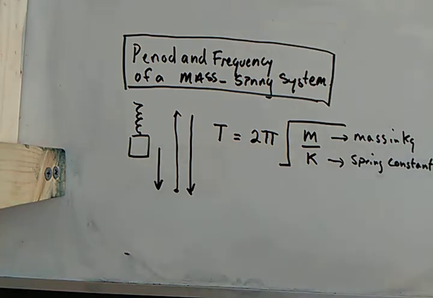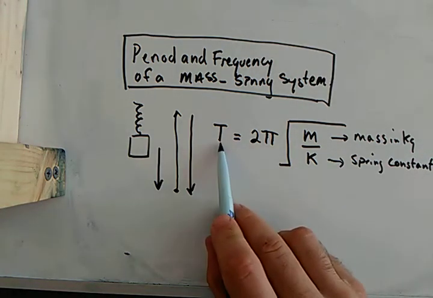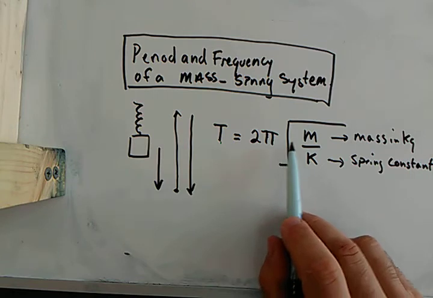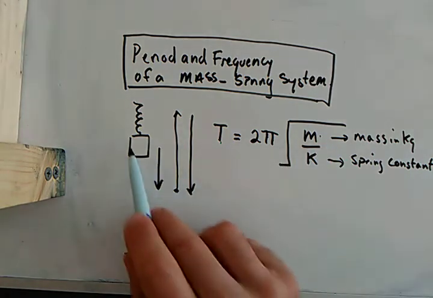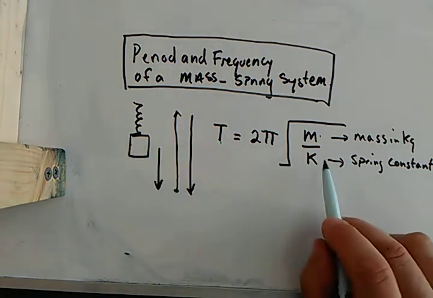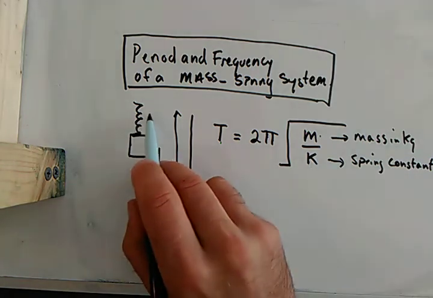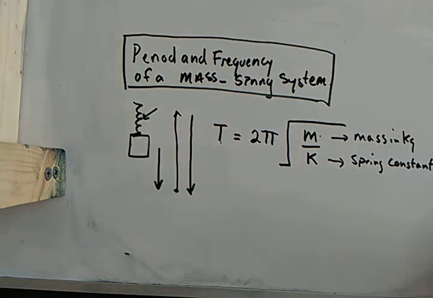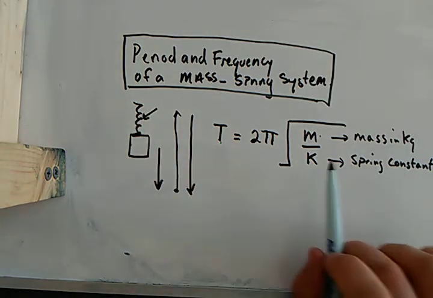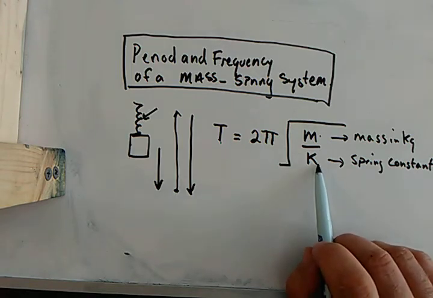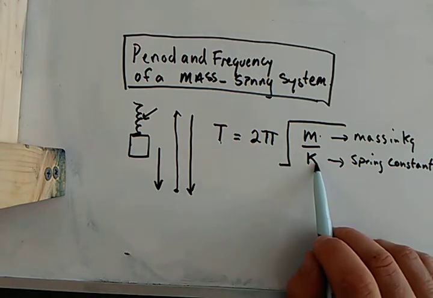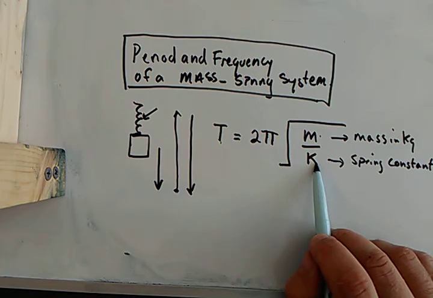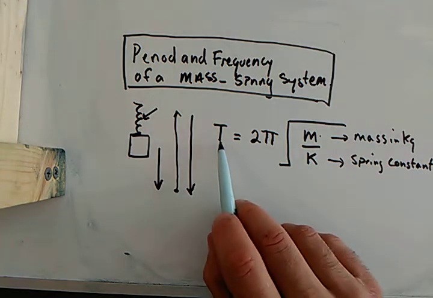Your spring constant. So, okay, the period depends on a couple of things. First thing is the mass of the block, and then also the spring constant of the spring. And you can see the relationship: as the spring constant goes up, the period goes down.